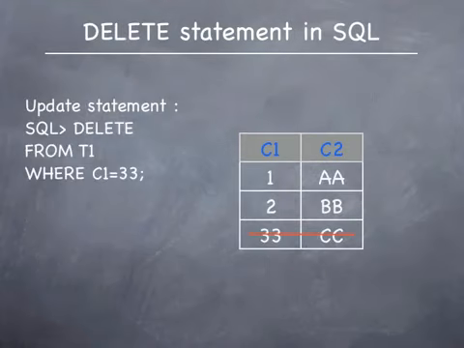On this slide, you're looking at the delete statement that is written at the SQL prompt as a SQL command. The command that's written is delete from T1 where C1 equals 33. This statement removes the row in the table where the column C1 is taking the value 33, which is the third row.